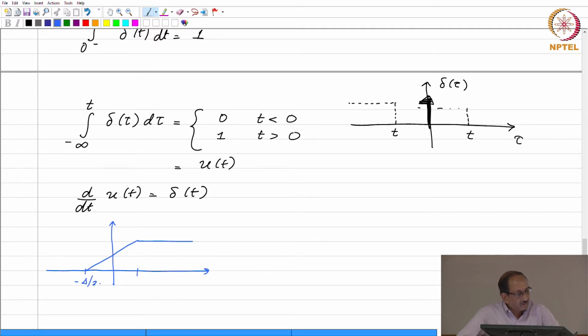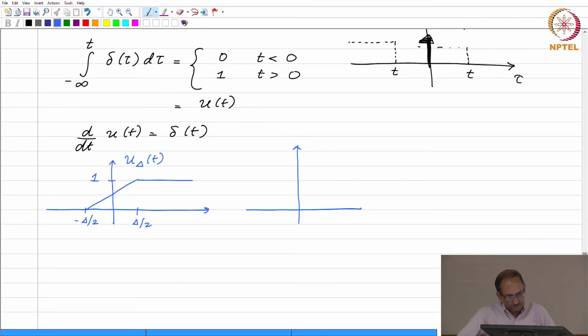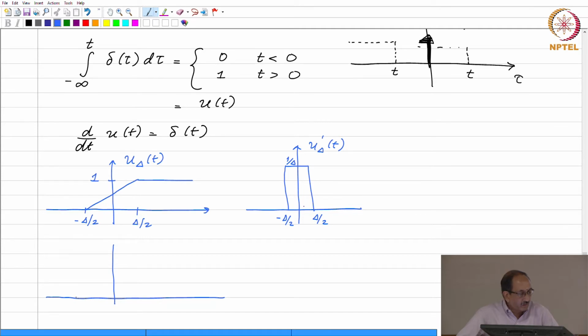So this is u delta of t, and this is u delta dash of t. So this is between minus delta by 2 to plus delta by 2, and this of course is 1 over delta. And then we take the limit as delta tends to 0. In the limit, this sloping part becomes more and more vertical. So in the limit, this becomes like this. So this indeed becomes u of t.